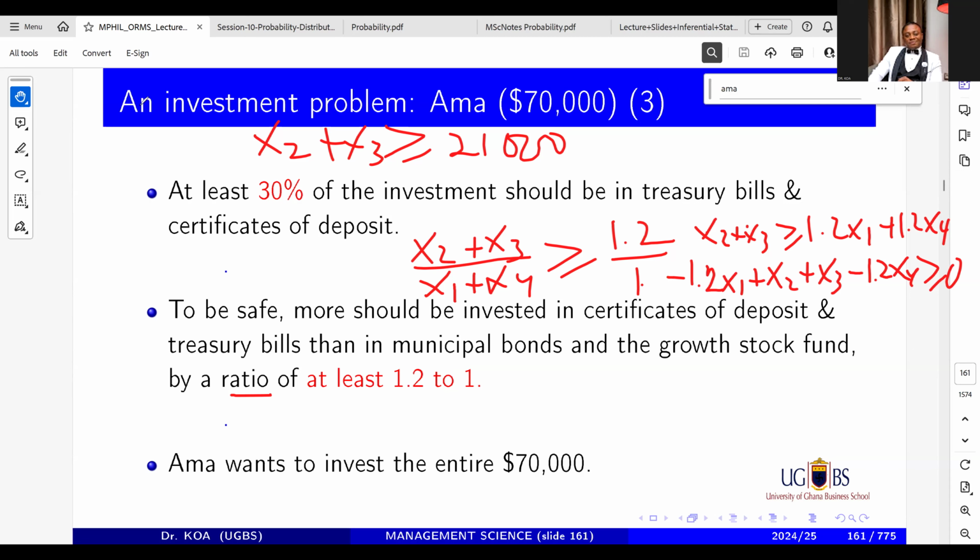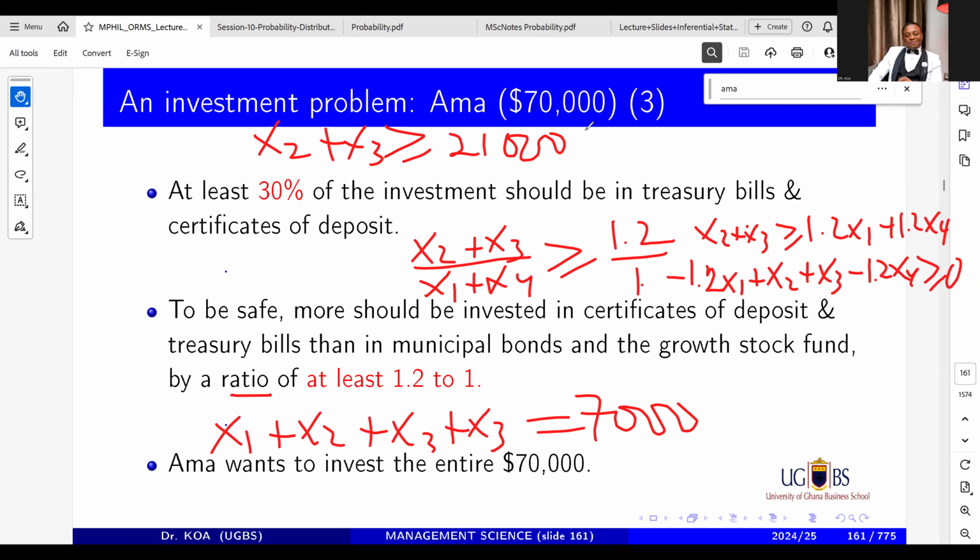The last one is that AMA wants to invest everything. Everything is what? Everything is X1 plus X2 plus X3 plus X4. That's everything. If AMA wants to invest everything, that means you want all of this to be equal to 70,000. That's it. That's how you formulate that last one. That last formulation is not difficult because you just want the amount you invest to be everything. So this is how you do your formulation.